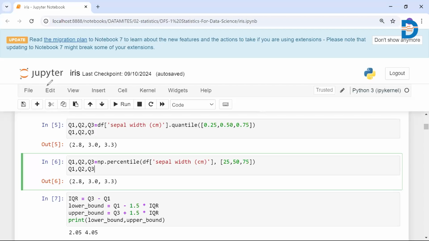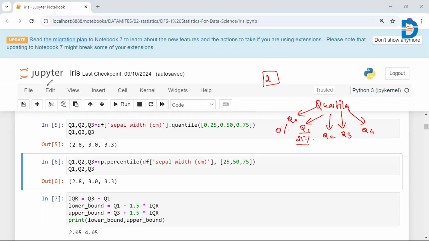Under the IQR method, first you have to understand what quartiles are. Quartiles are nothing but the percentile values Q0, Q1, Q2, Q3, and Q4. Q0 is the 0 percentile. Q1 is the 25 percentile. What does the 25 percentile imply? For example, consider the sepal width column. If the 25 percentile value is 2, it implies that considering the whole data set, 25% of the data have a sepal width less than 2. Likewise, we'll be comparing. So that is what is called quartiles.